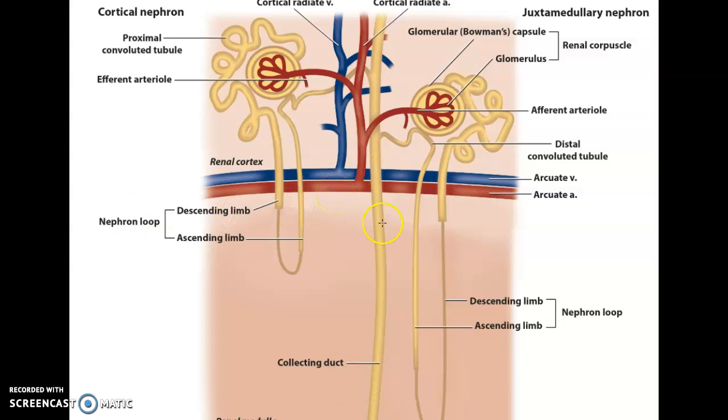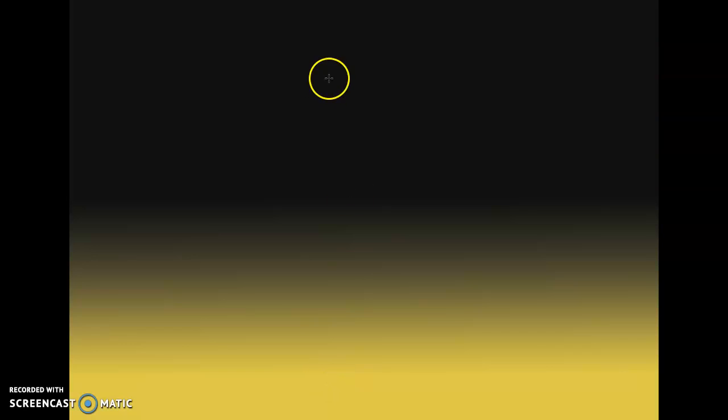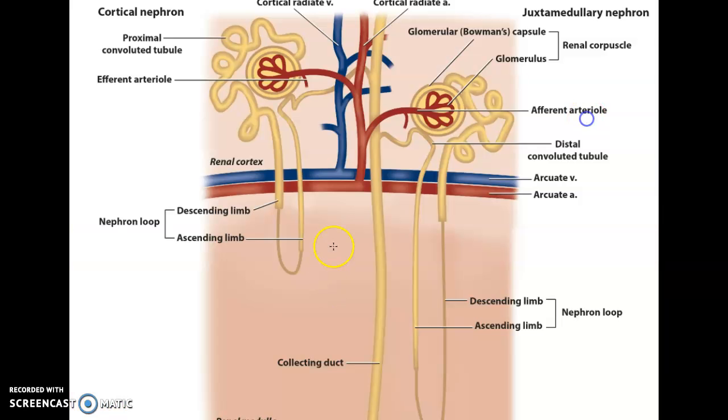I don't think my gradient tool is going to work. Is it going to work? Sort of like that, but in reverse. So this would be lighter towards the arcuate artery and vein and darker as you move down, but not pitch black like that. So maybe more like that. So lighter and darker as we get down.